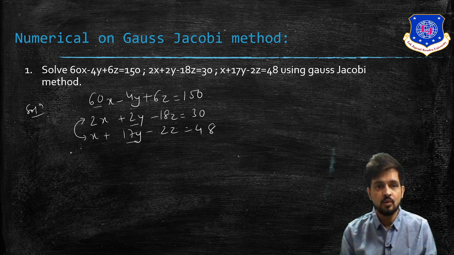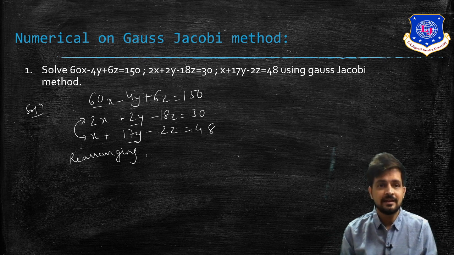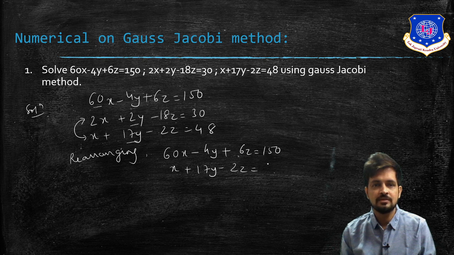By rearranging the equations, we can make the system diagonally dominant. Okay. So rearranging, how to rearrange? We have to interchange the second and third equation. So after rearranging, I can write 60x minus 4y plus 6z is equal to 150. X plus 17y minus 2z is equal to 48. And now my third equation will be 2x plus 2y minus 18z is equal to 30.